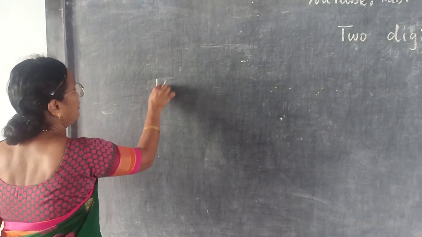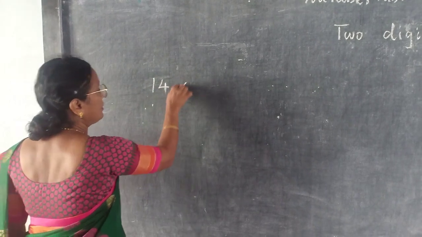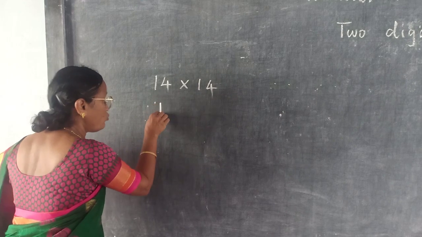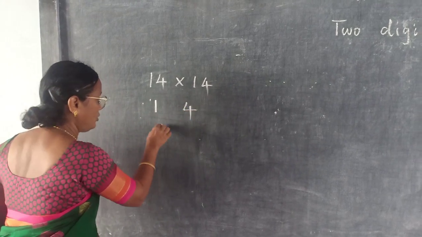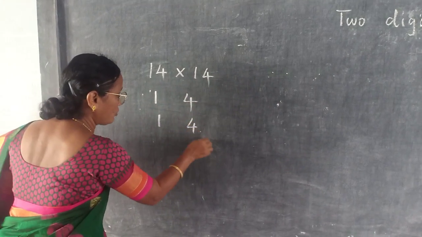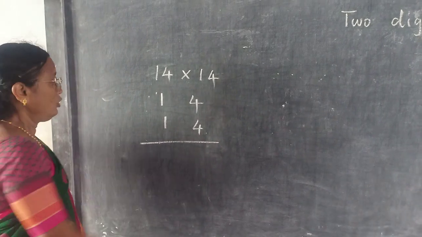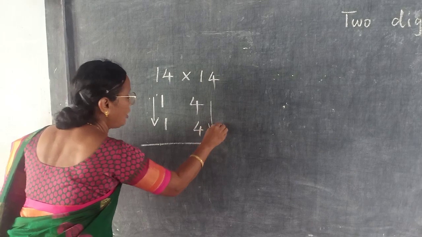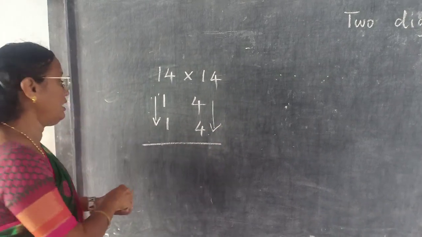First, let us take 14 into 14. How can you write this? 1, 4, 1, 4. You have to multiply vertically first.